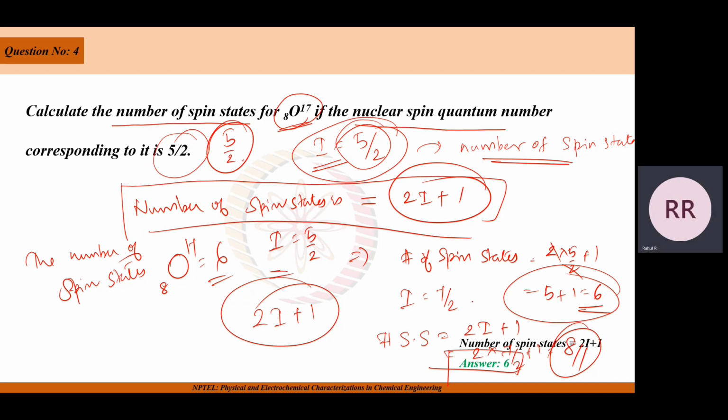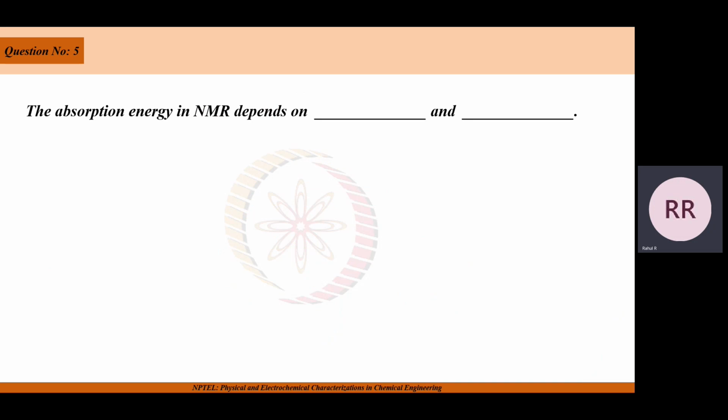So let us go to the next question. The next question is: the absorption energy in NMR depends upon dash and dash. So basically, the absorption energy in NMR spectroscopy depends mainly on two things. What are these two parameters? I can give you a few seconds to think about the answer, then we will discuss it with you.